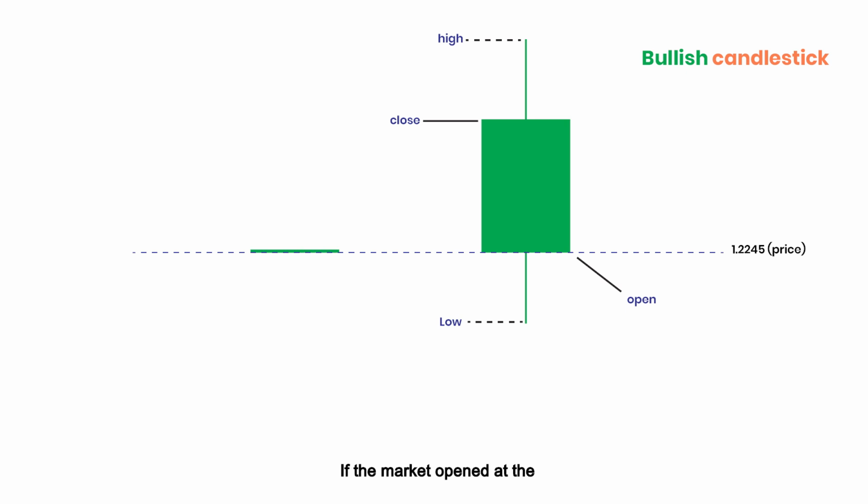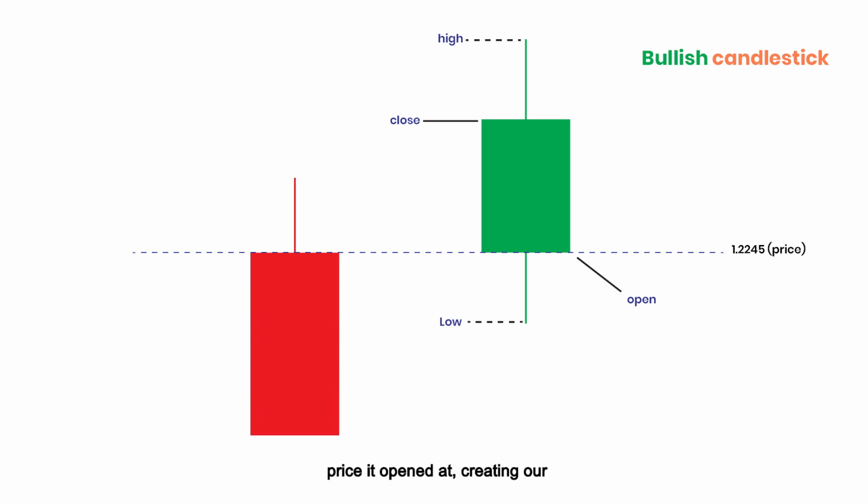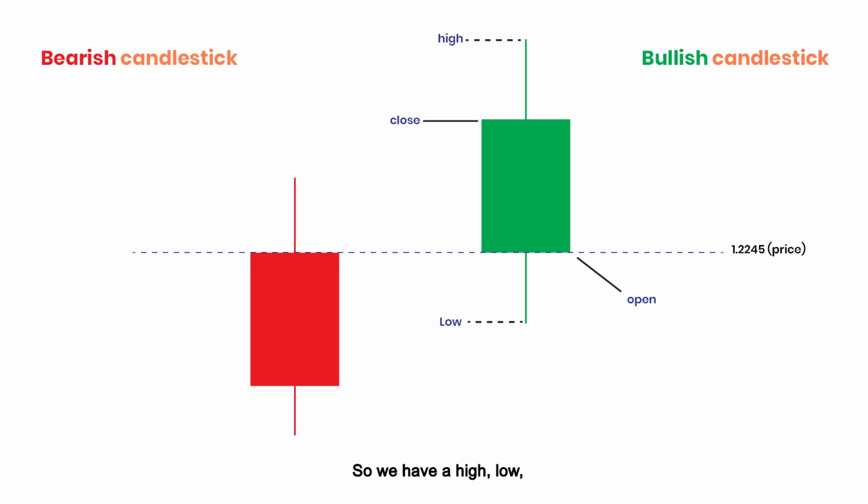If the market opened at the same price but moved upward, creating our high at that given time, yet the candle moved below the price it opened at, creating our low, and pushed back up, but it closed below the price it opened at, then that's a bearish candle. So we have a high, low, open, and close, as indicated.